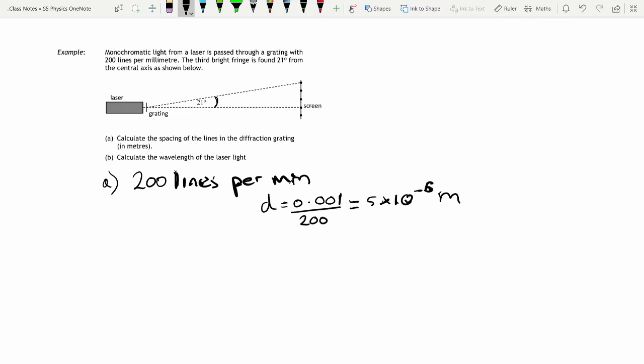So that's how you find the spacing between lines in a diffraction grating. If it's 300 lines per millimeter, it would be 1 millimeter in meters divided by 300. So 0.001 divided by 300.